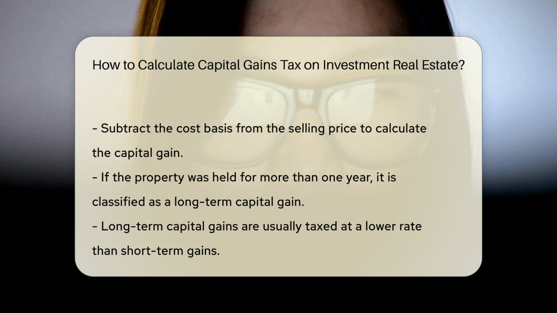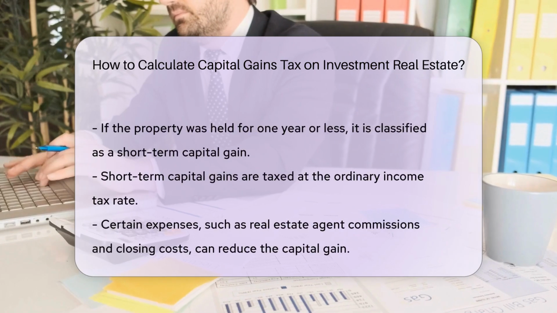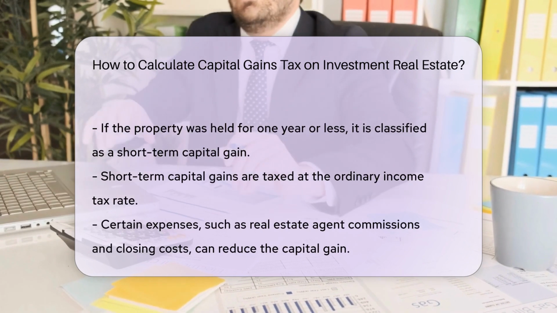If the property was held for more than 1 year, it is considered a long-term capital gain. Long-term capital gains are typically taxed at a lower rate. If the property was held for 1 year or less, it is a short-term capital gain. Short-term capital gains are taxed at the ordinary income tax rate.